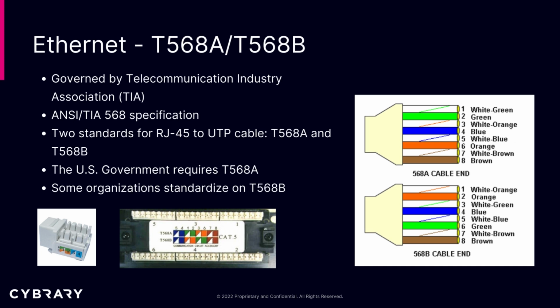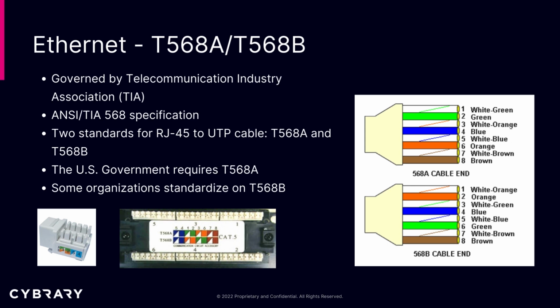Now, looking at the cable ends, we talked about there being different color codings to those cables or different pairs. The reason why there are different pairs is that there are different configurations that you can arrange the cables in, or different specifications. So we have the T568A and the T568B standards. Now, the T standards are governed by the Telecommunications Industry Association or TIA. It's the ANSI TIA 568 specification.